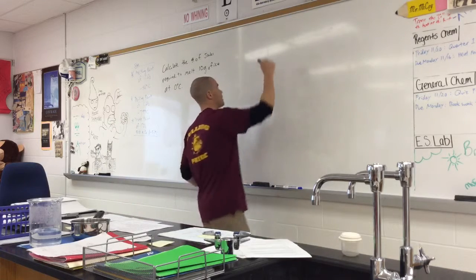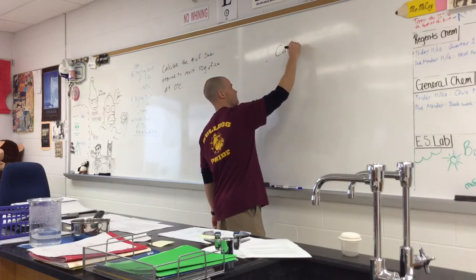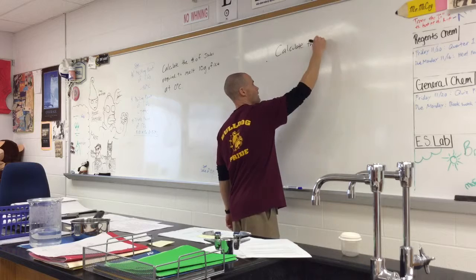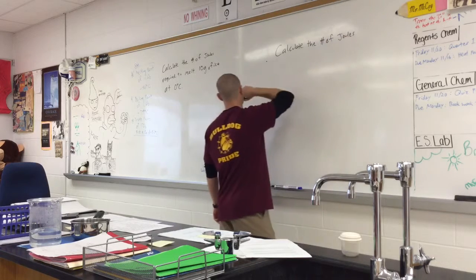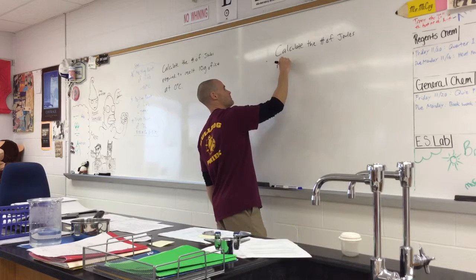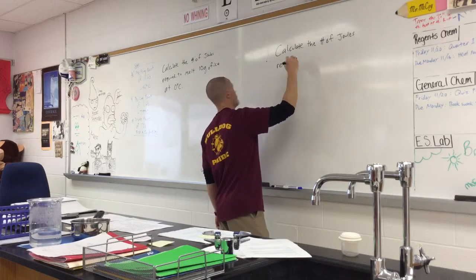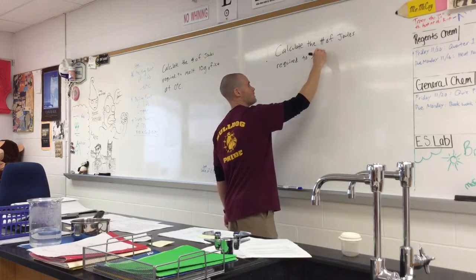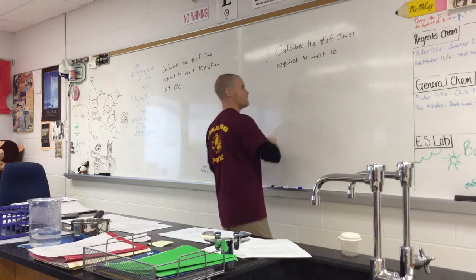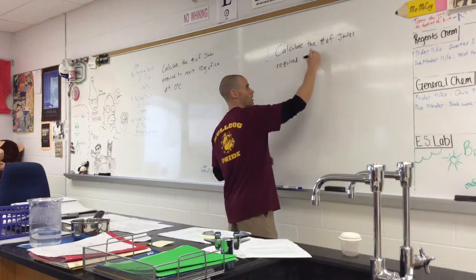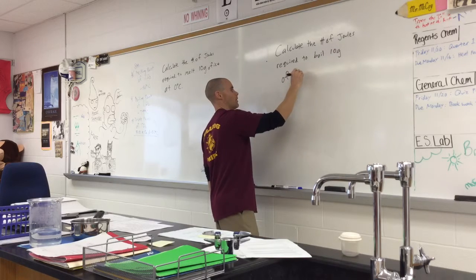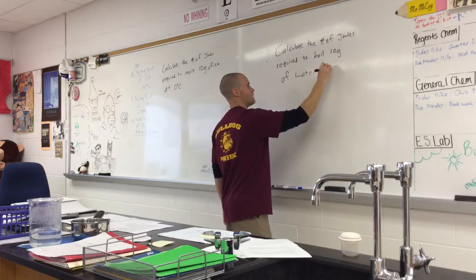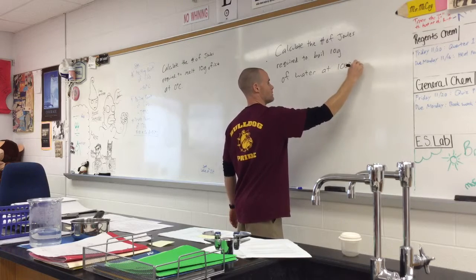Second problem. Calculate the number of joules. What, joules like diamonds? Yeah, I think of that sometimes. Required to melt 10, no, not melt, I just said that. Boil 10 grams of water at 100 degrees Celsius.